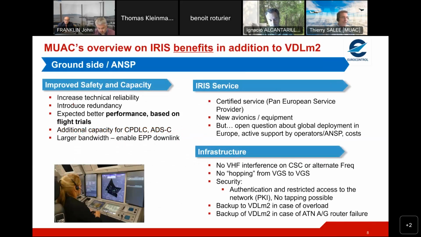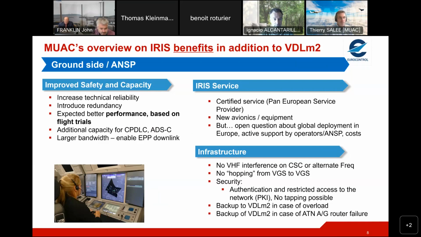Now, just to focus a bit on IRIS SATCOM, what will be the benefit or expected benefit in addition to VDL Mode 2? So if I start on the left, we indeed have an increase of technical reliability. The technology is more recent, it's more mature. We have only one SATCOM constellation that would be managed instead of several VHF ground stations supporting VDL Mode 2.